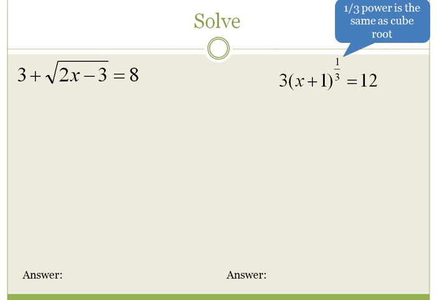Alright, a couple examples here real quick. Solving, first one's pretty straightforward. Take a look. You got to isolate the radical, so we'll subtract 3 on both sides. 8 minus 3 gives us the 5.